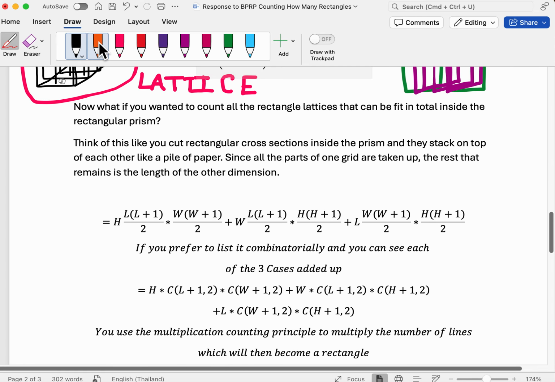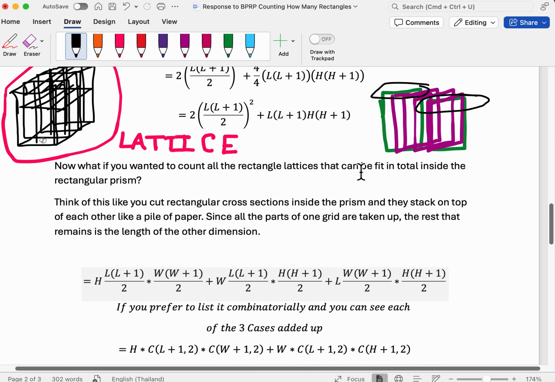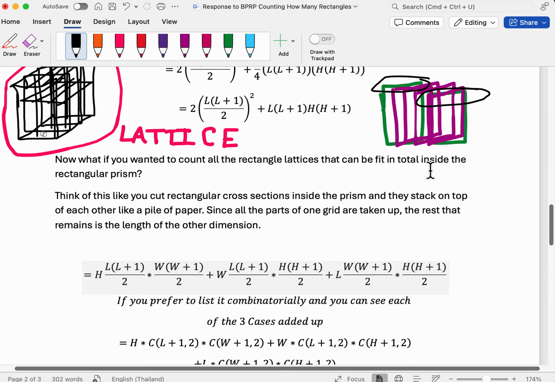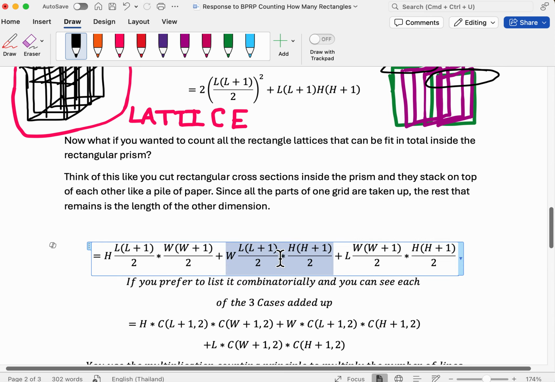In this case, you would simply get L times (L plus 1) over 2 times (W plus 1) over 2 times the height of the rectangle. And then by symmetry, you do the exact same thing for the 3 remaining terms you had.